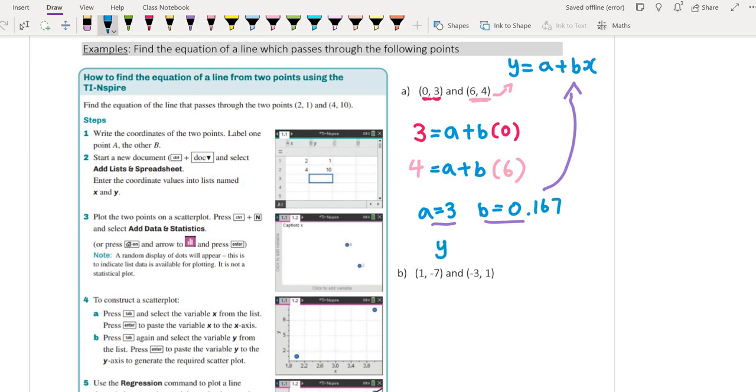Now all you have to do is put these a and b values into the equation. So we have y equals, instead of a, we have 3. And then instead of b, we have 0.167x, and that's our answer.